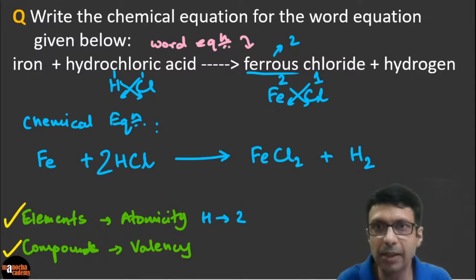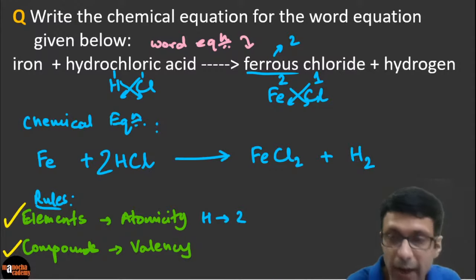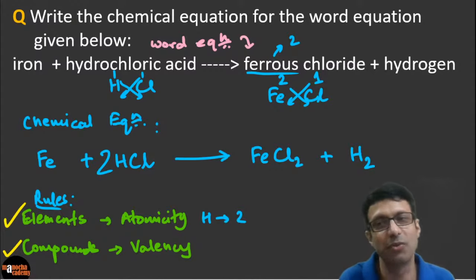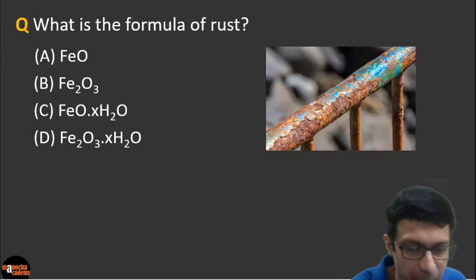So is this clear, guys? The important rule when converting from a word equation to a chemical equation, please use these rules that I've given you. For elements, use atomicity while writing the molecule. For compounds, valency. Crystal clear? Excellent. Let's move to the next question.